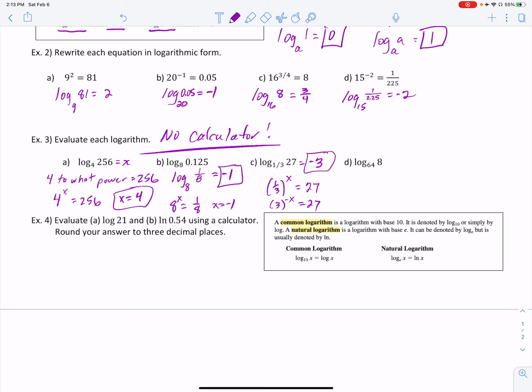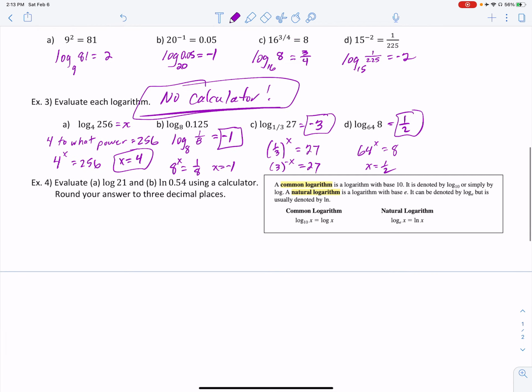And then this next one, 64 to what power is 8. Well, the square root of 64 is 8. So x must be 1/2. So the answer to this is 1/2. These are not calculator problems. Do not use a calculator on these. Figure them out using mental math and the concepts of exponents and bases.